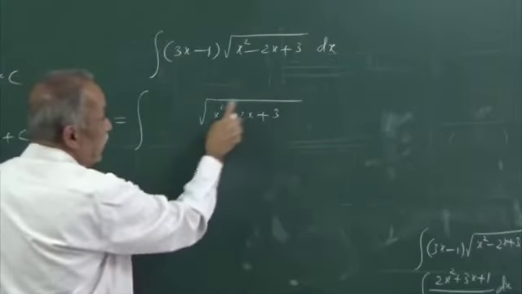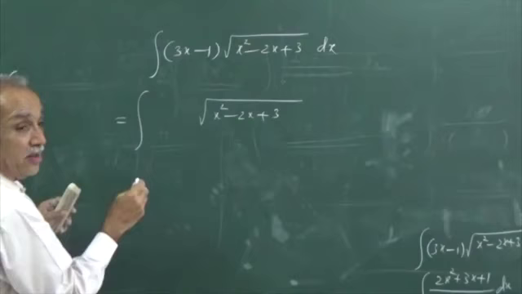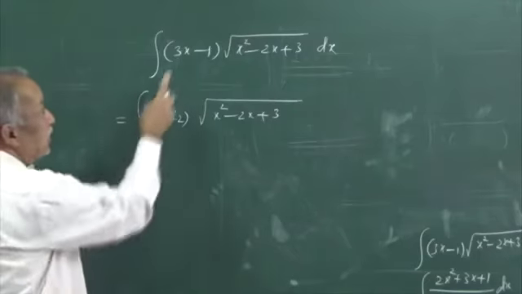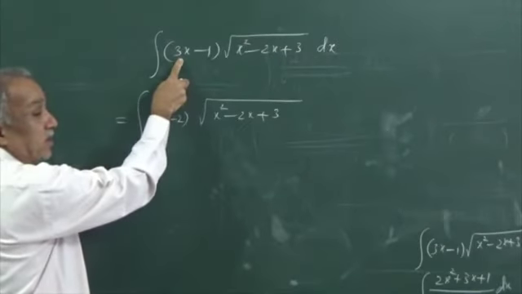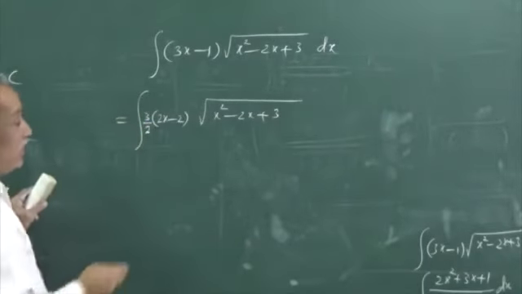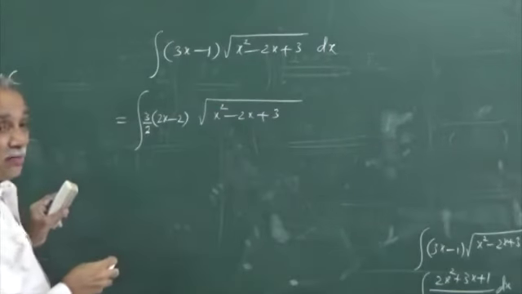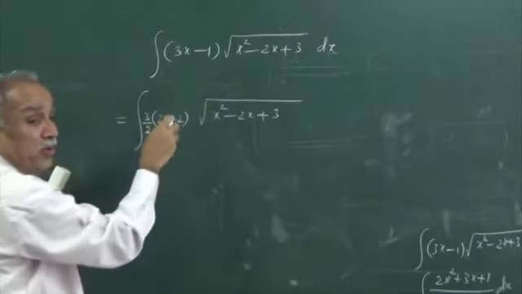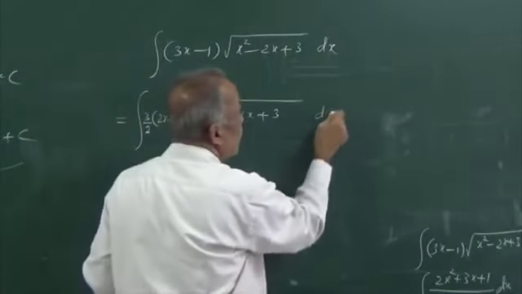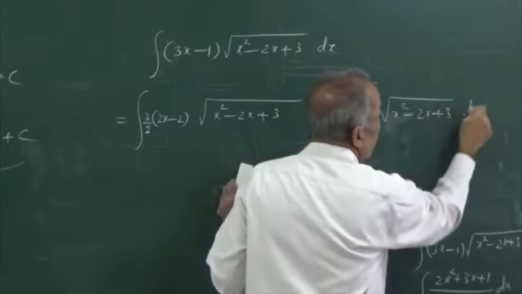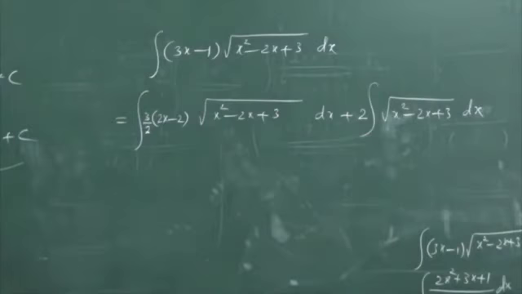What is the derivative of the quadratic under the radical sign? 2x minus 2. What multiple of this gives me this 3x? 3 by 2. 3 by 2. As a result, the constant term becomes minus 3. But our requirement is minus 1. What should we do? Add 2. Agreeable? Agreed?